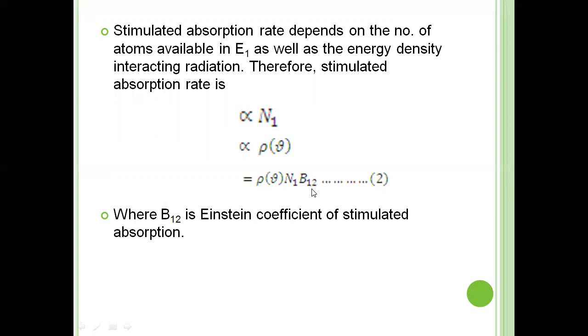Why B12? As the process is happening from the first energy level to the second energy level, we denote that constant as B12. And B12 is called the Einstein coefficient of stimulated absorption.